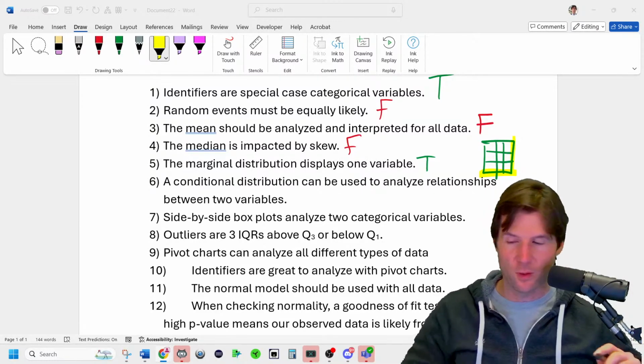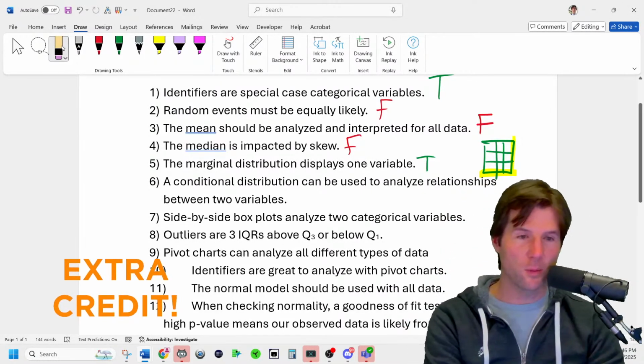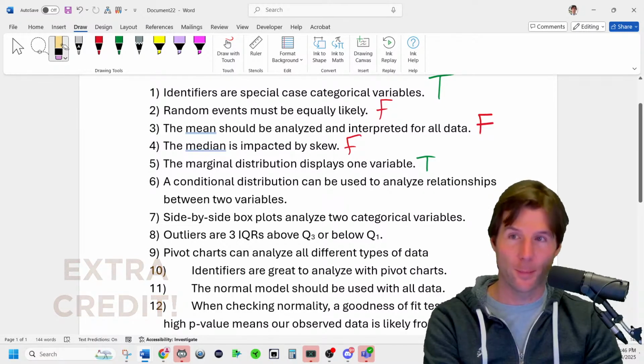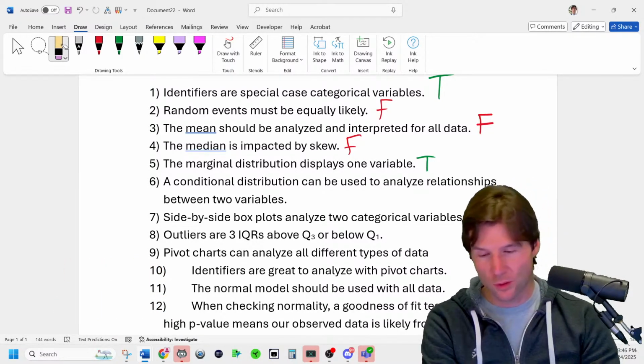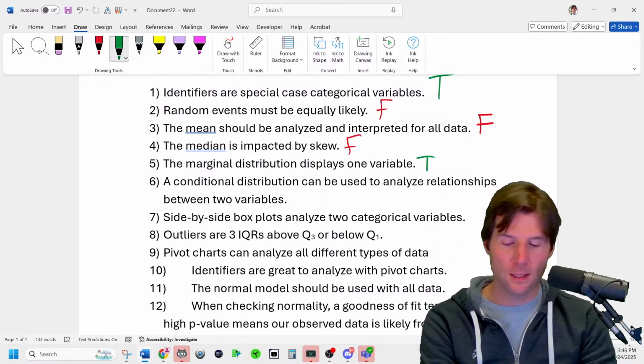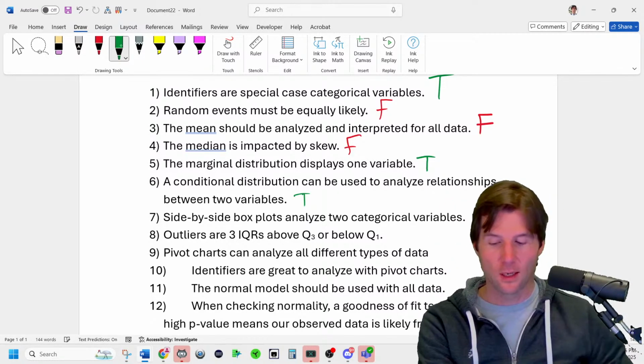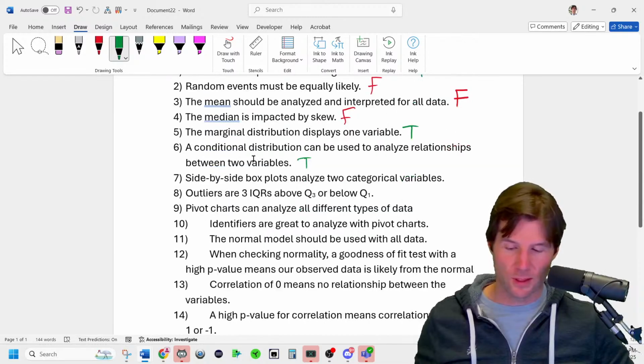I'm going to throw some people points. We haven't thrown out points lately. Contingency table or mosaic plot have marginal distributions. Yep. And then what did people say for number 6? People are saying true. Number 6 is true: the conditional distribution is used to analyze to see if there is a relationship. We look at the conditional.